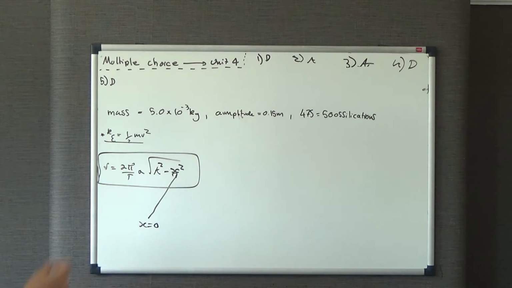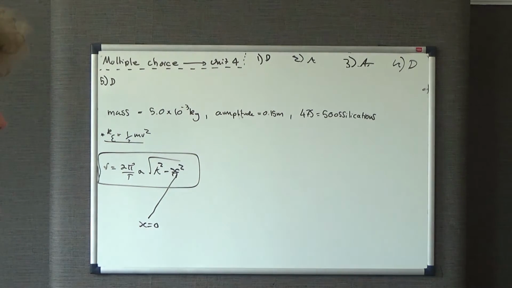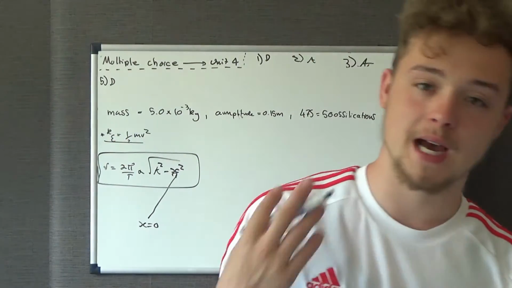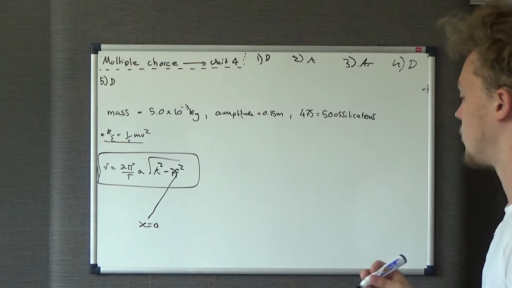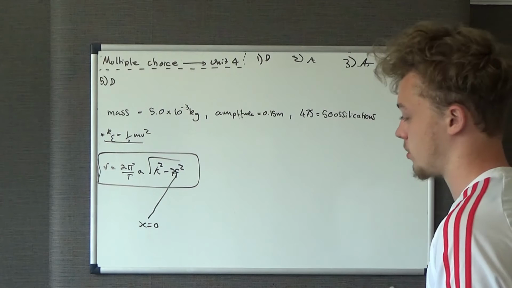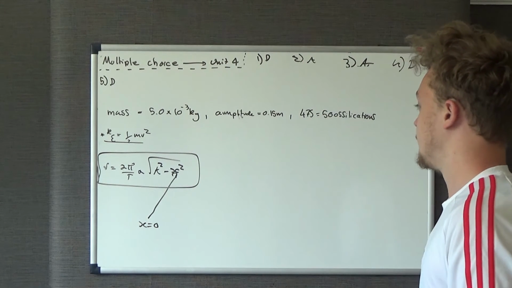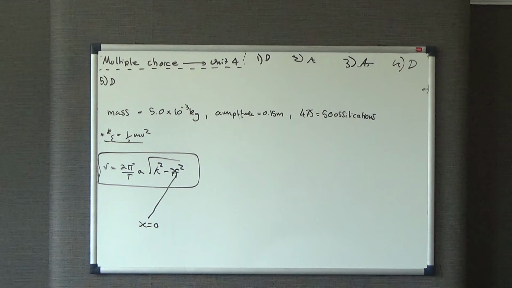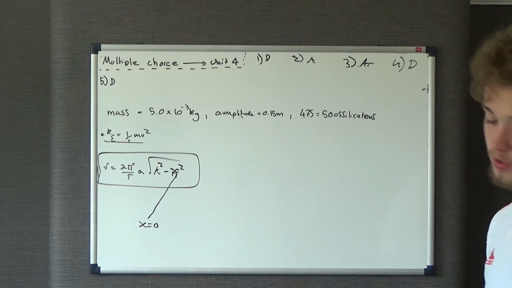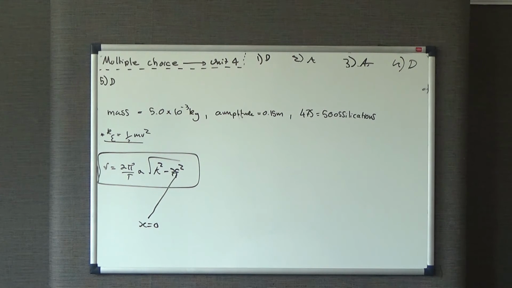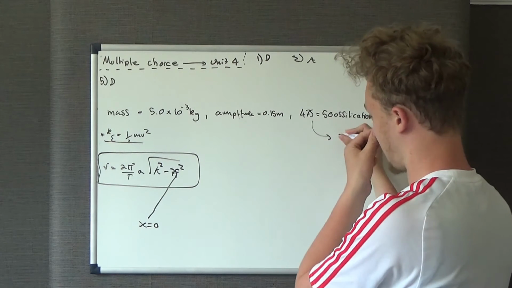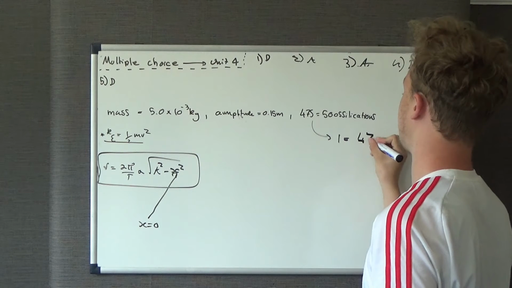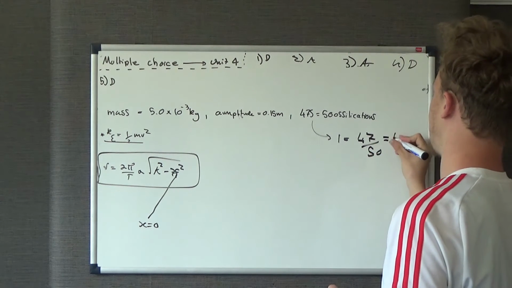So anything we've got to work out is either the time period or the frequency, depending on which velocity equation you went with, 2 pi over T or 2 pi f. I'm going to work out the time period for you. The time period is how long for one oscillation. So in 47 seconds, there are 50 oscillations. We need to work out the time for one oscillation, so divide both sides by 50. Therefore, one oscillation is 47 over 50. That's the time period. So 47 over 50 is equal to the time period.